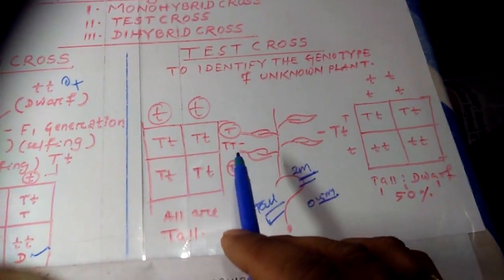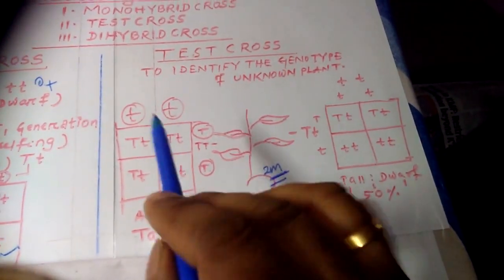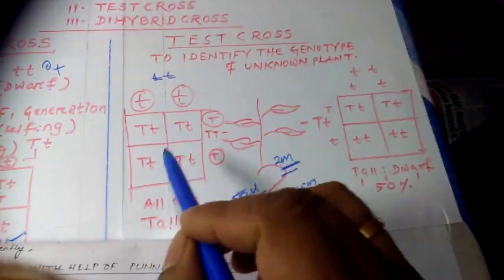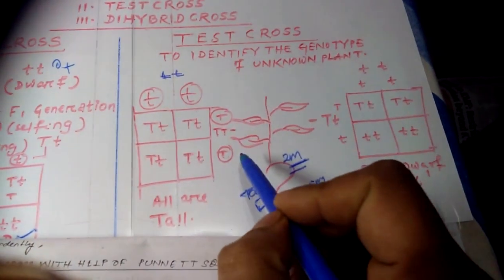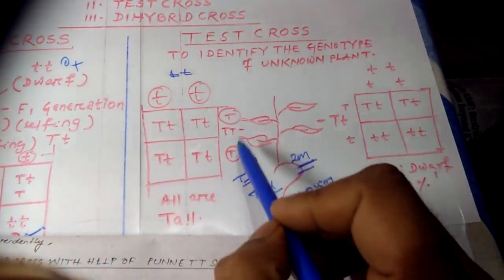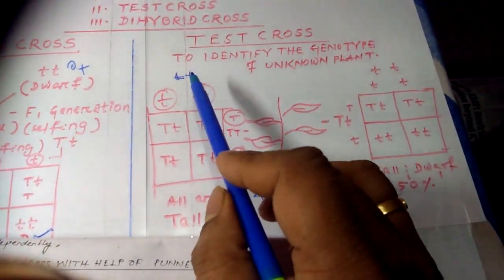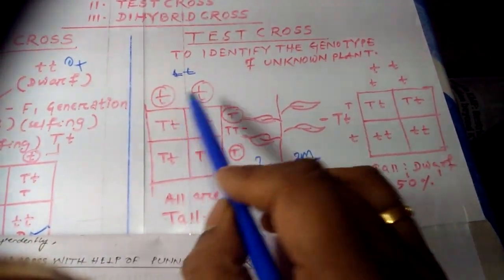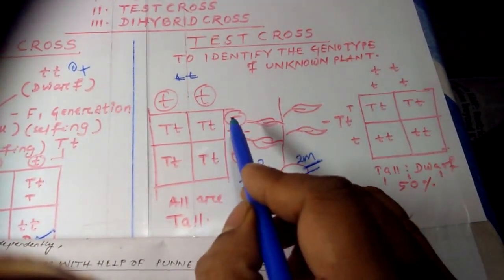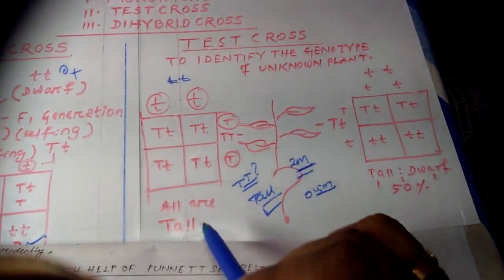So now what you have to do in a test cross is cross it with a variety which is dwarf in nature, small t small t. If the unknown plant is homozygous tall, then the gamete of this plant will be capital T, and the gamete of the dwarf plant will be small t, because it is homozygous for both alleles. If you do the cross, TT with tt, all the plants you get will be tall.